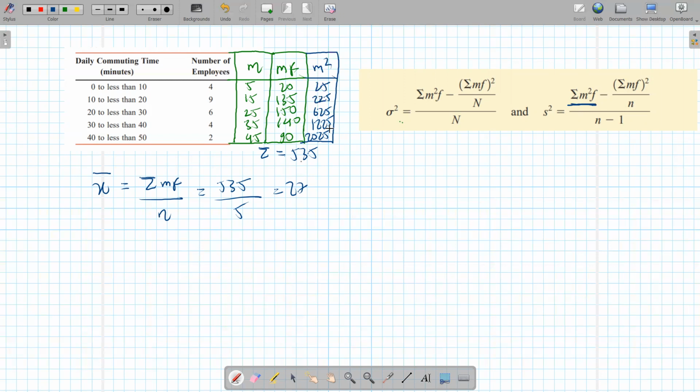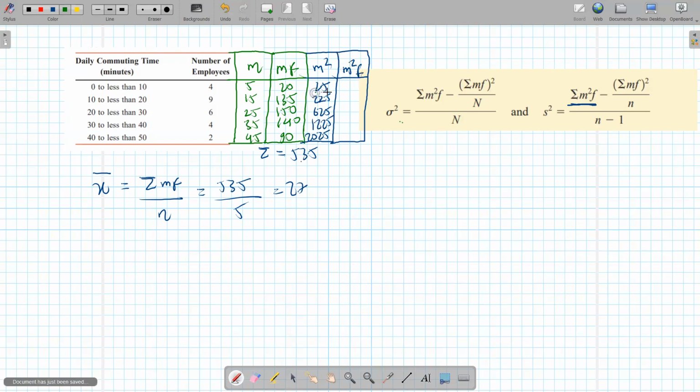We already have f, right? We're looking for m squared times f. Summation m squared f means you first find m squared times f, and then you add them all up together. So our final column here is going to be m squared times f.